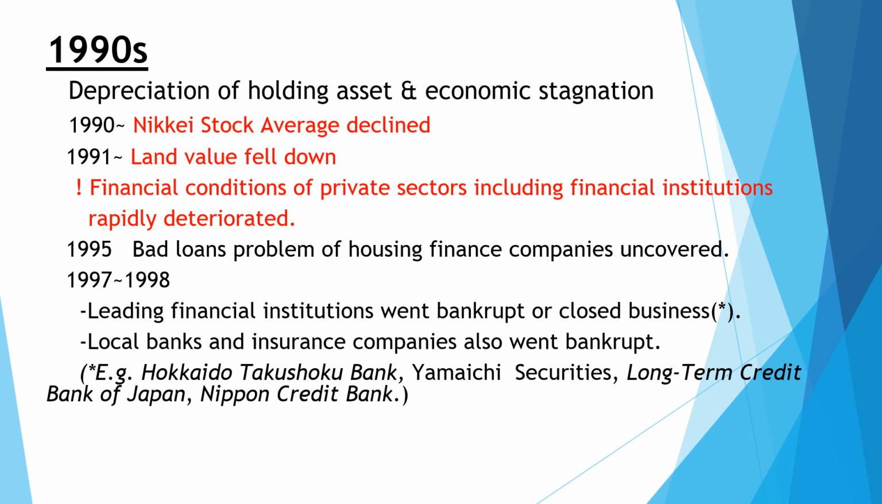At the same time, bad loans problems held by housing finance companies were uncovered in 1995. In 1997, Sanyo Securities defaulted in the call market, Hokkaido Takushoku Bank went bankrupt, and Yamaichi Securities was compelled to voluntarily close its business. The cash flow of financial institutions continued to get worse. Long-Term Credit Bank of Japan and Nippon Credit Bank went bankrupt in 1998. The banks and companies mentioned here had led Japan's economy since the end of World War II. Together with these big banks and companies, many local banks, life insurance companies, and general insurance companies also went bankrupt after the burst of the bubble economy.